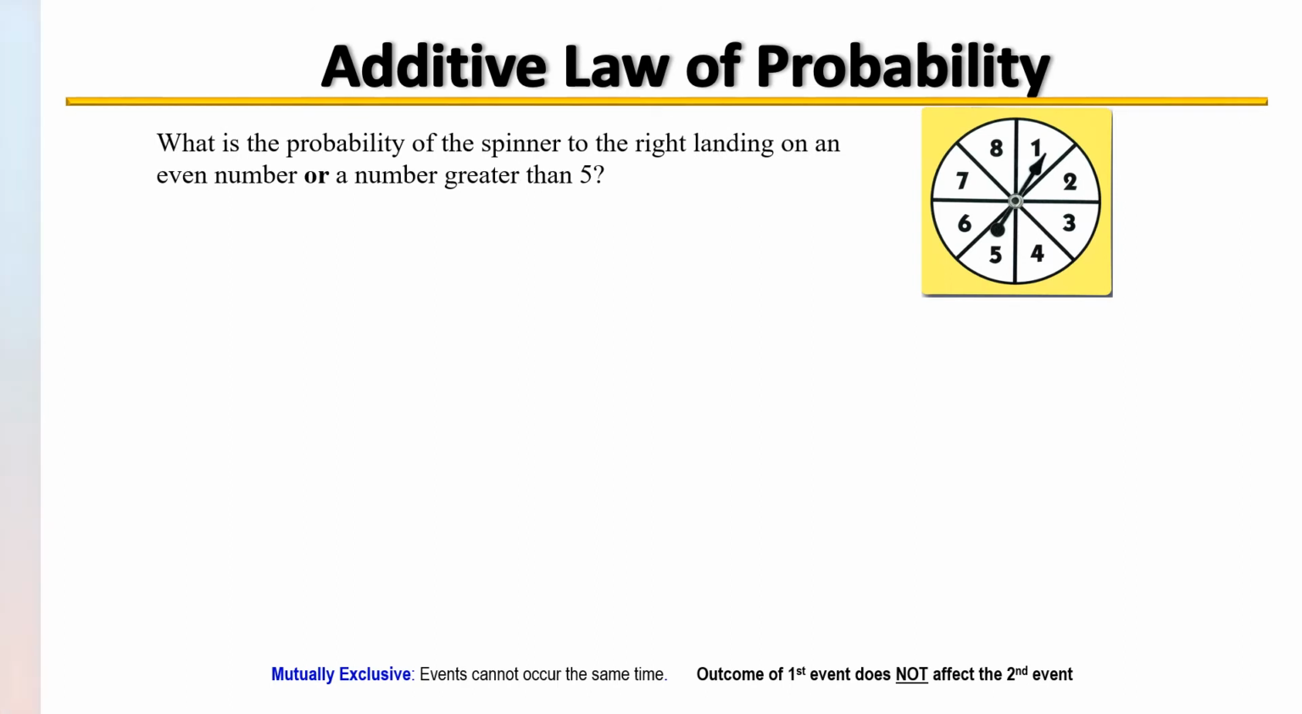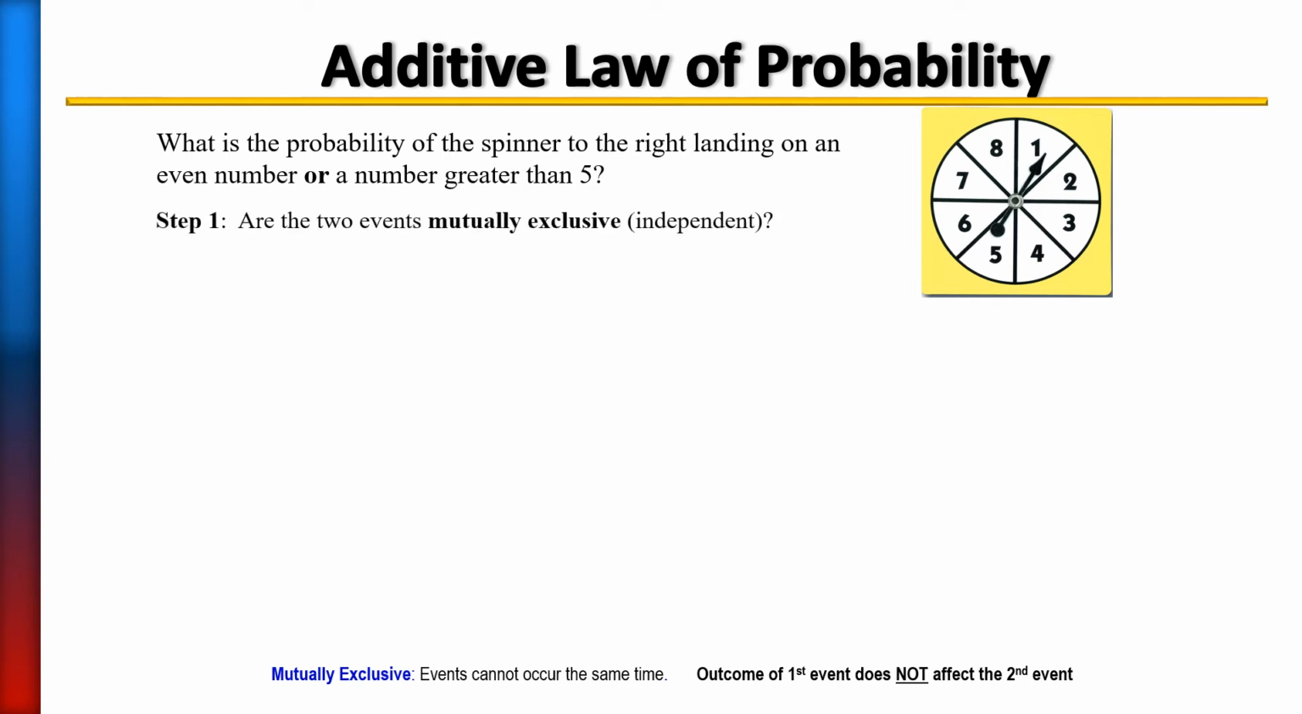What is the probability of the spinner to the right landing on an even number or a number greater than 5? So we have two different events here. The first thing we have to do is ask ourselves, are these events mutually exclusive? In other words, are they independent? One has nothing to do with the other.